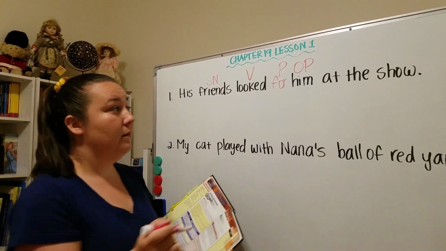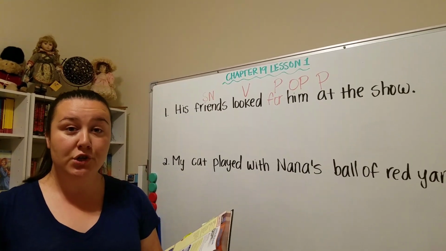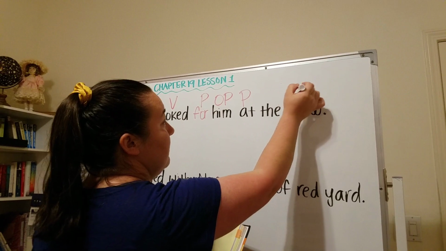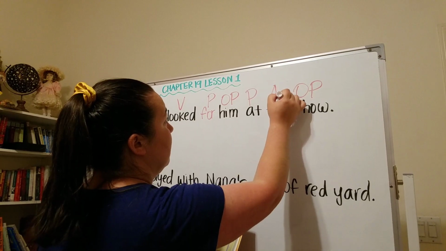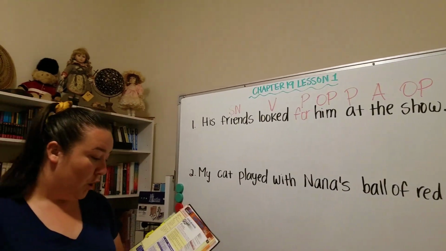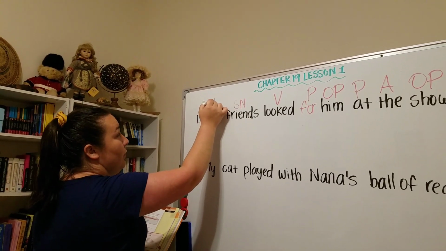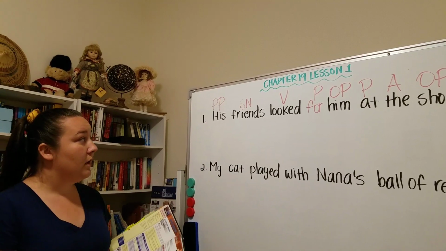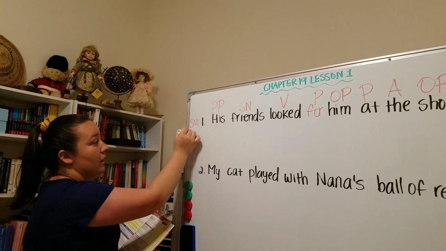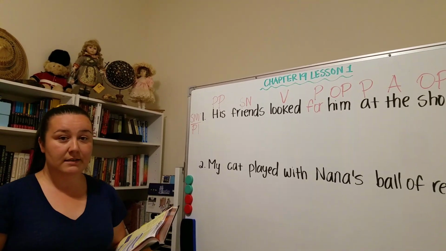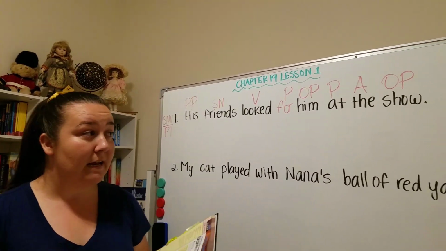At, preposition. At what? Show. Object of the preposition. The, article adjective. Whose friends? His friends. Possessive pronoun. Sentence pattern: subject, noun, verb. Pattern 1 sentence. And mark flow: period, statement, declarative sentence. So D.